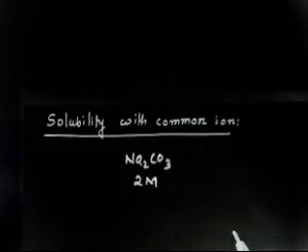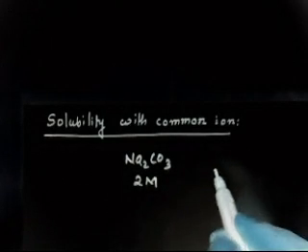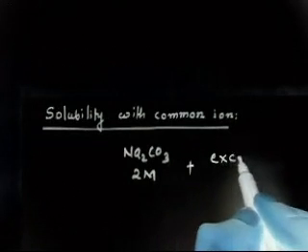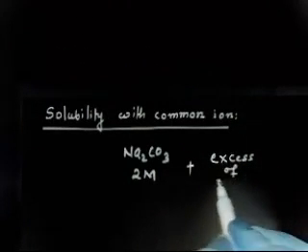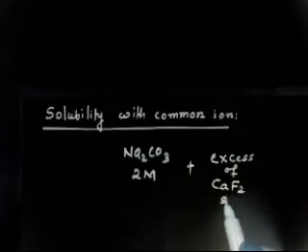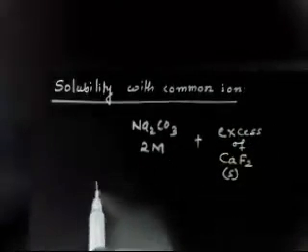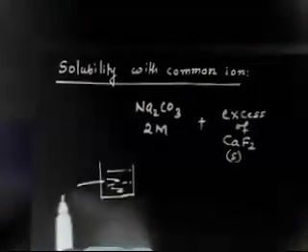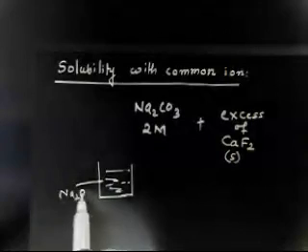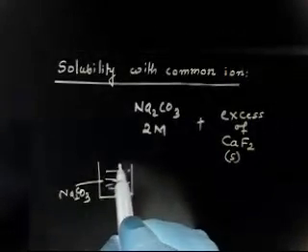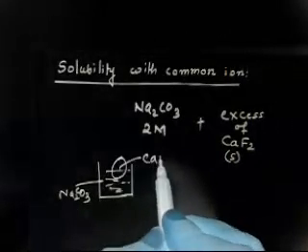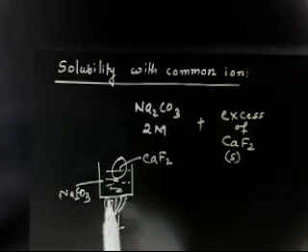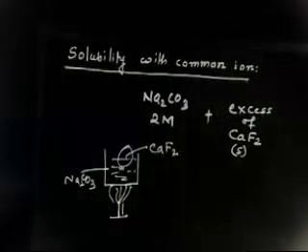This is boiled in a closed container with excess of CaF2. So I am mixing this with excess CaF2, and CaF2 is solid. I am taking one flask, which contains Na2CO3, and then I am adding some solid CaF2. Then this solution is boiled. So if I boil this solution, let us say it is boiled.